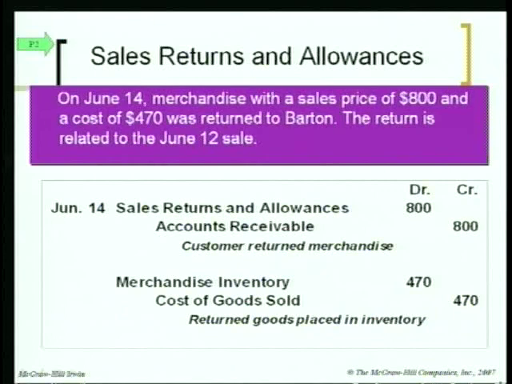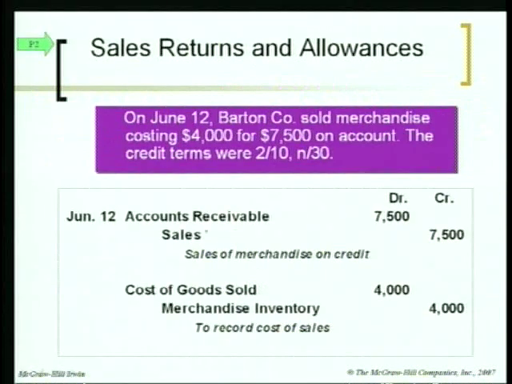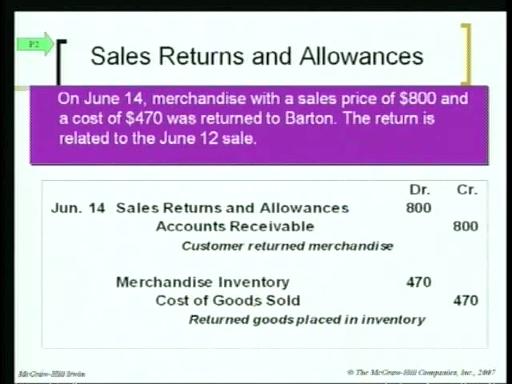Now notice, these are almost the flip-flop, debit and credit-wise, of the previous entry. Look at the previous entry: AR, sales, cost of goods sold, merchandise inventory. Now the entry we make is sales returns and allowances, AR, merchandise inventory, cost of goods sold. So these are in a different, reversed order from what they were previously.